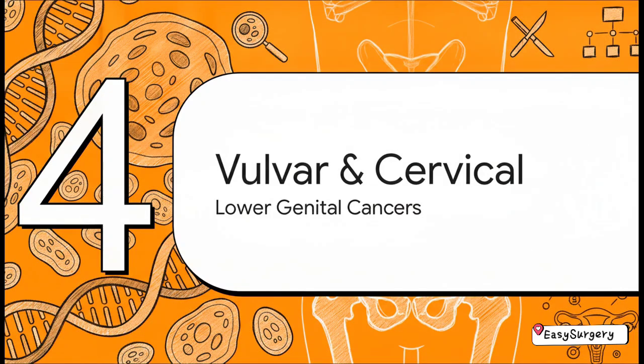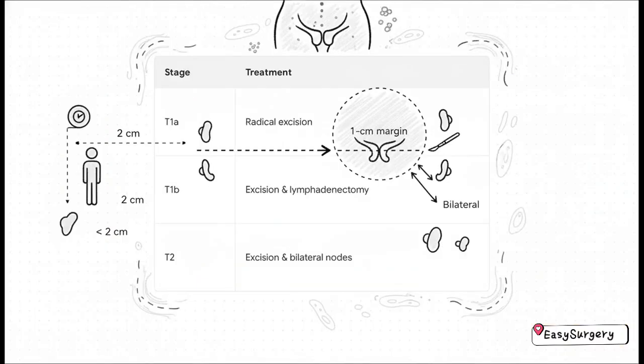Next up is Section 4. Vulvar and cervical carcinomas. Shifting gears into oncology, we've got to rapidly review the staging and management paradigms for lower genital tract malignancies. Let's look at vulvar carcinoma first, which, by the way, is highly associated with HPV. This disease is staged both clinically and surgically. The gold standard of care here is a radical excision with at least 1 centimeter margins, and you have to carry that deep excision all the way down to the inferior fascia of the urogenital diaphragm.